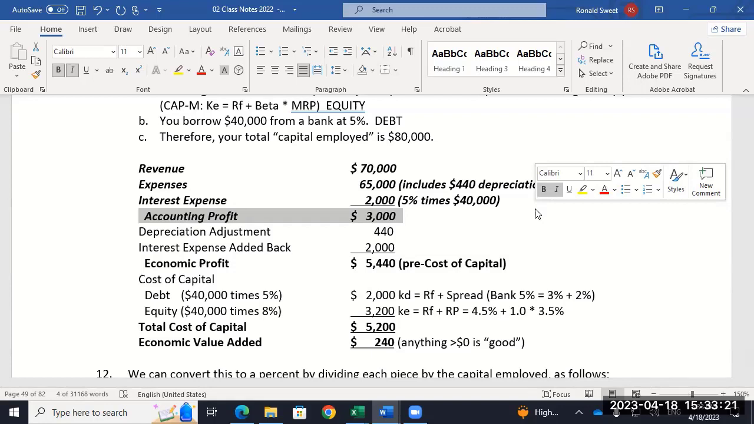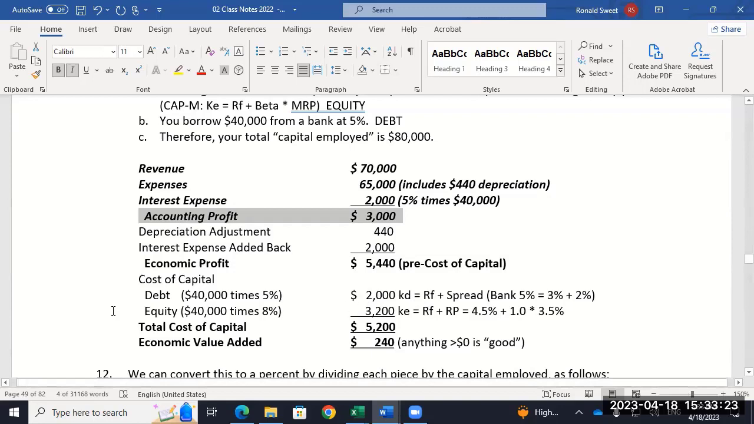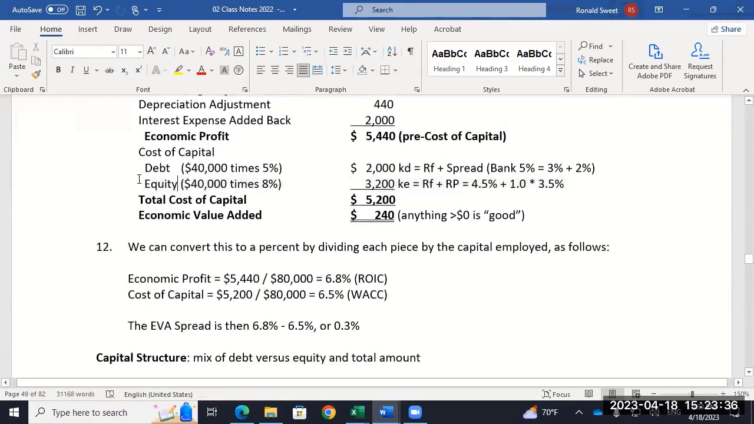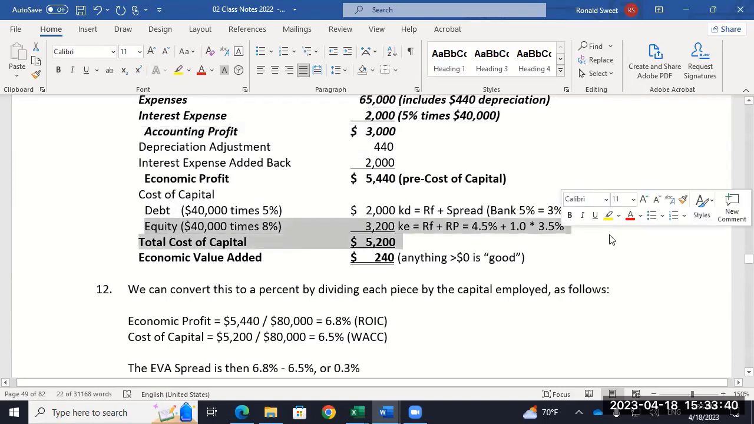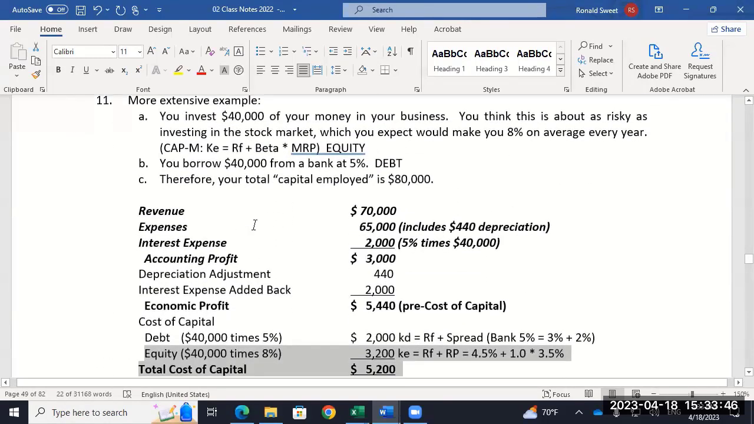So accounting especially ignores this equity cost of capital. Accounting often thinks that this cost of capital on the equity side is just free. Now they have the interest expense in their numbers. That's true. This 3,000 is less interest expense, but it completely ignores the cost of capital for the equity holders, and EVA brings that in explicitly. So I think it's a great way to look at a firm.